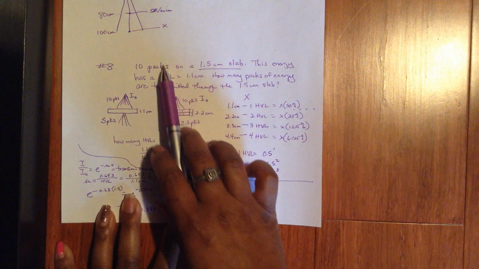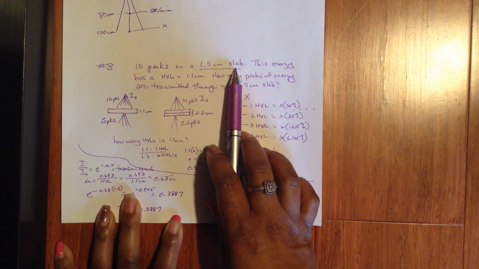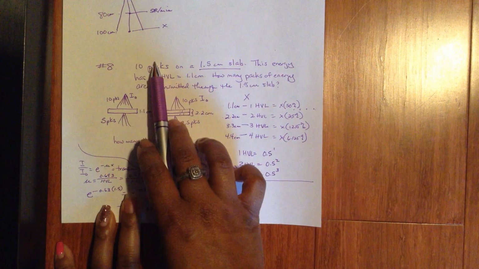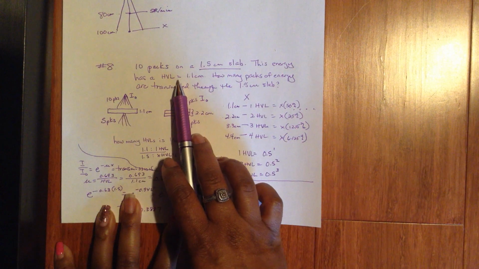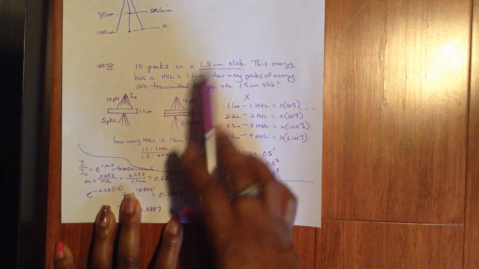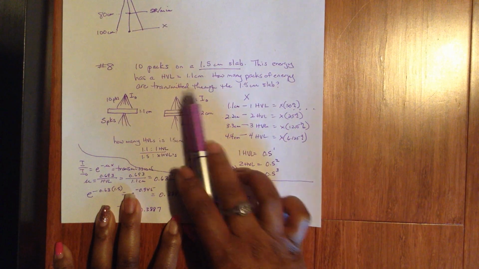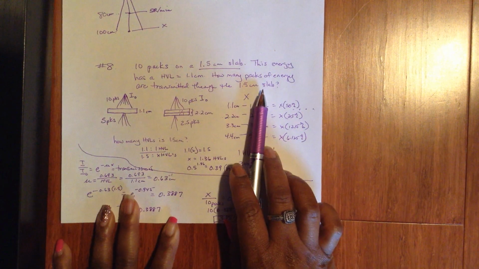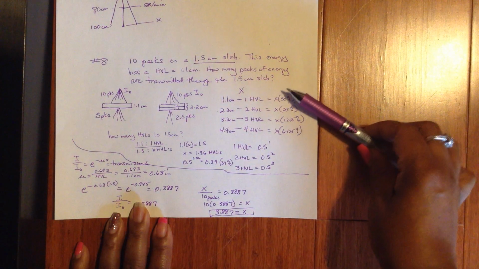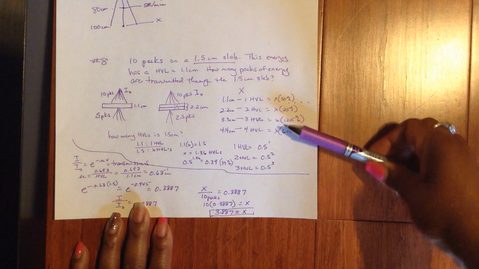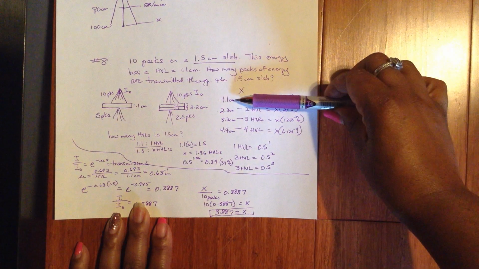So in the question, they're saying that these 10 packs are on a 1.5 centimeter slab of material. And this energy, whatever this intensity, has a half-value layer already established at 1.1 centimeters of slab material. How many packs of energy are going to be transmitted through the 1.5 centimeter slab? We can use what we know about half-value layers. If this had multiple choices, I can't remember, but just think about it: one half-value layer is the 1.1 cm.